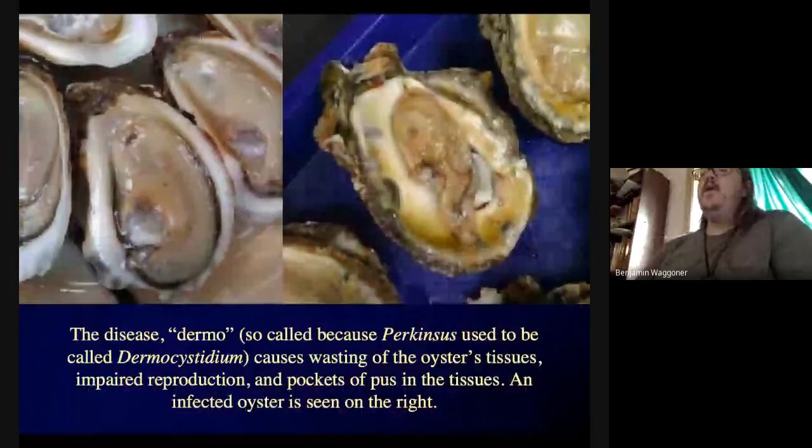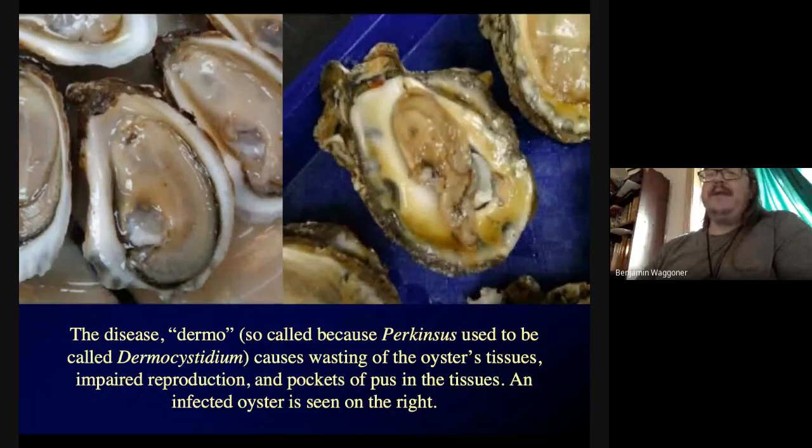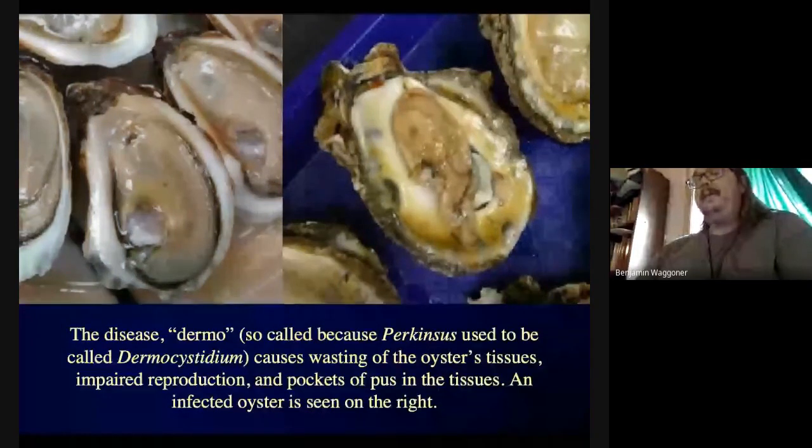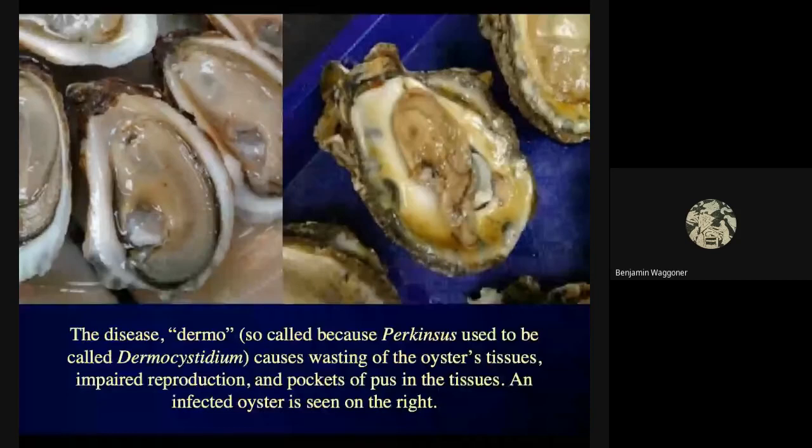On the left are normal oysters, quite edible, quite tasty with the right mixture of ketchup and horseradish sauce. On the right, you have oysters infected by Perkinsus, and you can see they're not nearly as plump. They look almost withered. So the effect is that oysters' tissues waste away. The oysters can't reproduce very well, and you also get pus pockets in the tissues.